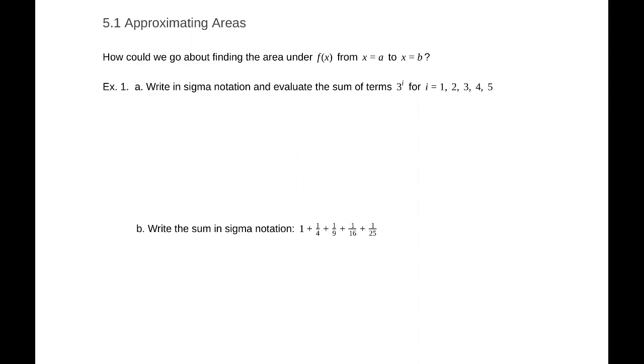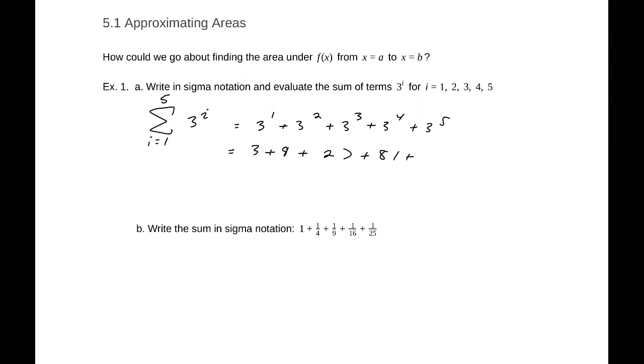Well, the sigma indicates a sum. The sum from I equals 1 through 5 of the terms 3 to the I. That means we have 3 to the 1, plus 3 to the 2, plus 3 to the 3rd, 3 to the 4th, plus 3 to the 5th. So sigma notation is just a much more compact way of writing this. And that would be 3, 9, 27, 81, and 243. If we sum those, we get 363.